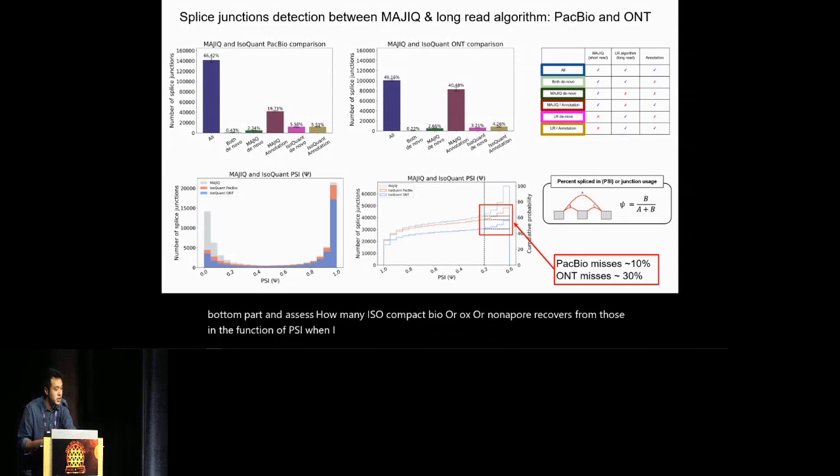When I say PSI, it is short for percent spliced in, or junction usage. When the PSI number is close to 1, it means the junction is used more. When it's close to 0, it's used less. So if you look at the left bottom again, you can generally see long read is suffering from the low PSI values, because when you compare the red and blue color with the gray one, you can see generally they're very low. And if you look at the right side, this is a cumulative distribution function of the left plot. And you can see PacBio misses approximately 10% of junctions compared to what MAJIQ finds, and Oxford Nanopore misses 30% of the junctions that MAJIQ finds.